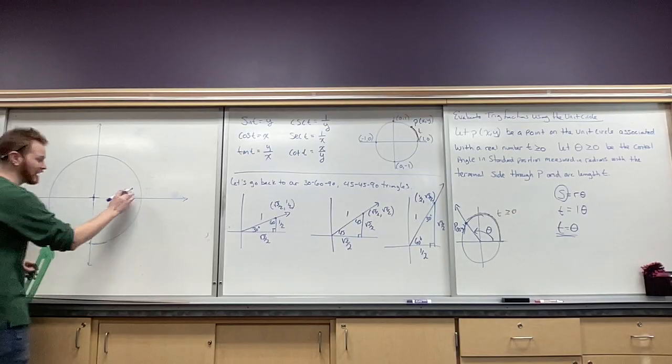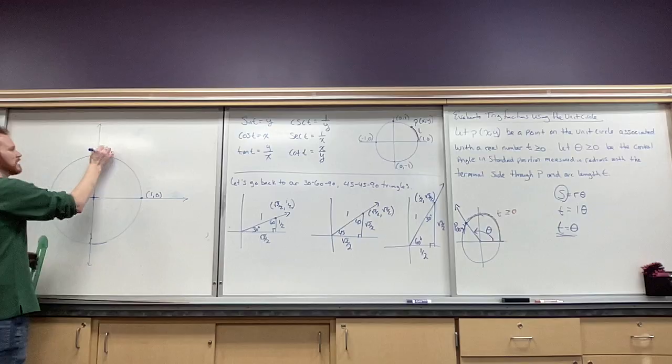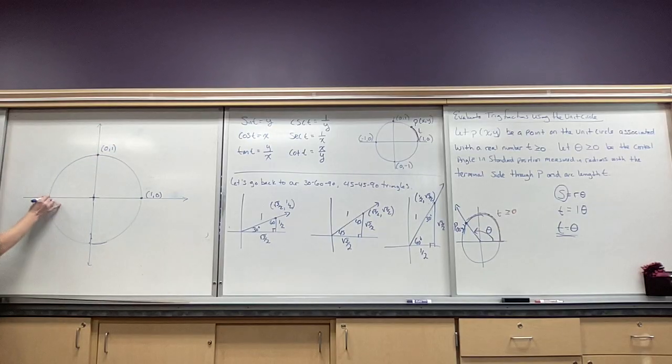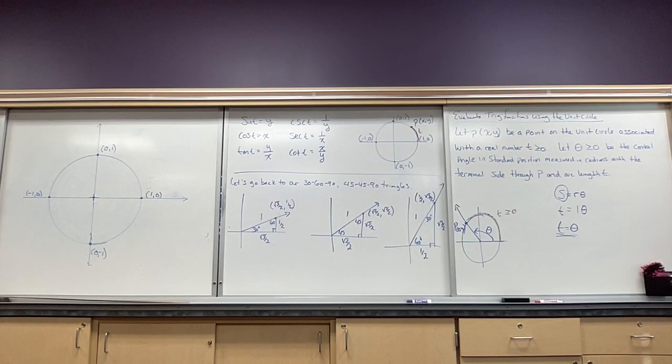That's good enough. All right, so we know this point's 1, 0. This point is 0, 1. Over here is negative 1, 0. And then down here is 0, negative 1. Okay. It's not bad.